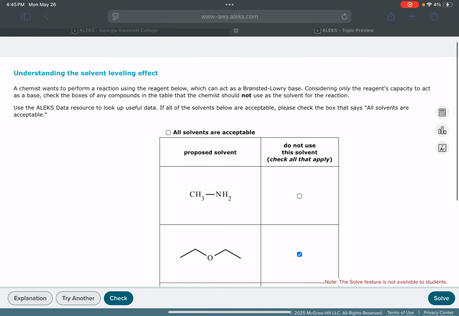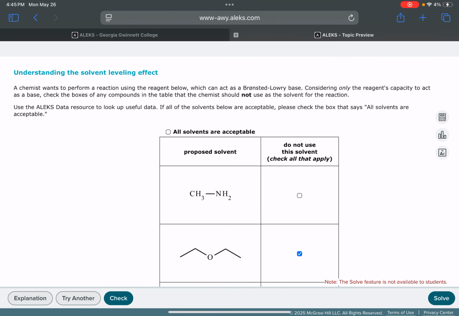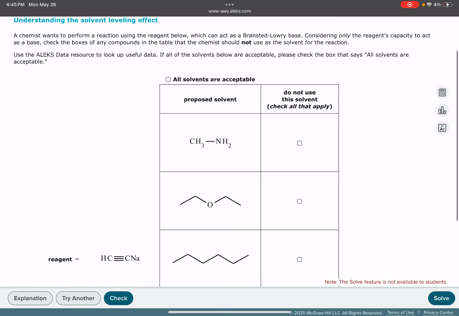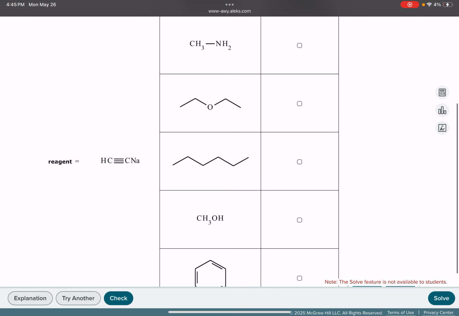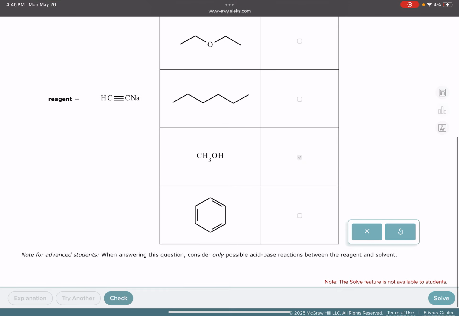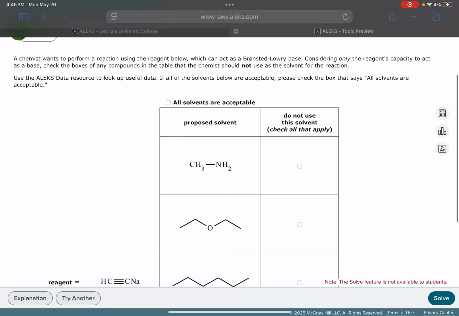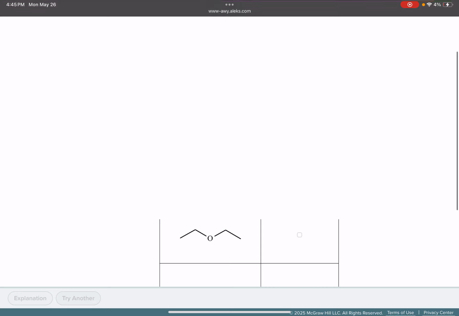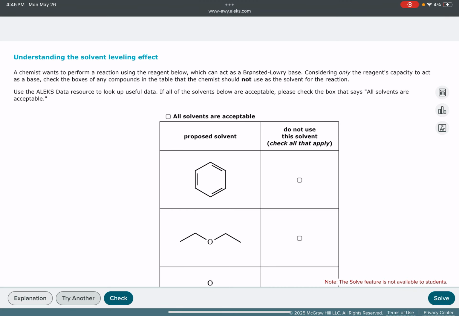Wait, now I've got to see the question. Check the boxes of those that are not supposed to be used. Okay, so that's fine. Methylamine is fine. Hexane is fine. This is not fine. And benzene is fine. Okay, so we're fine there. Let's do one more.